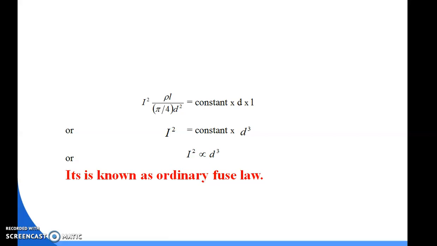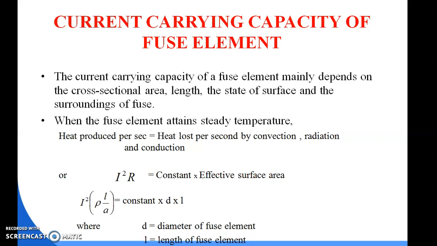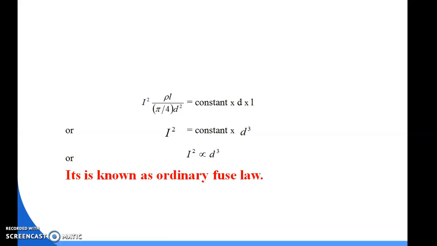Remember, this is an important mathematical expression: I square R is equal to constant into effective surface area. I square R means rho L by A is equal to constant into D into L. D is the diameter of the fuse element, L is the length of the fuse element. I square rho L by A, where A is pi by 4 D square, is equal to constant into D into L. By cross multiplication, I square is equal to constant into D cubed. So I square is directly proportional to D cubed. It is known as the ordinary fuse law.